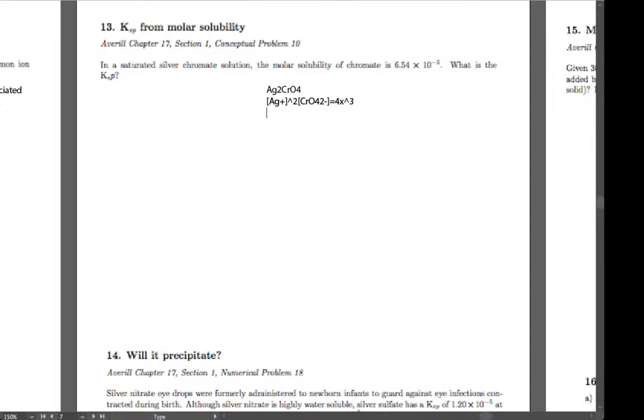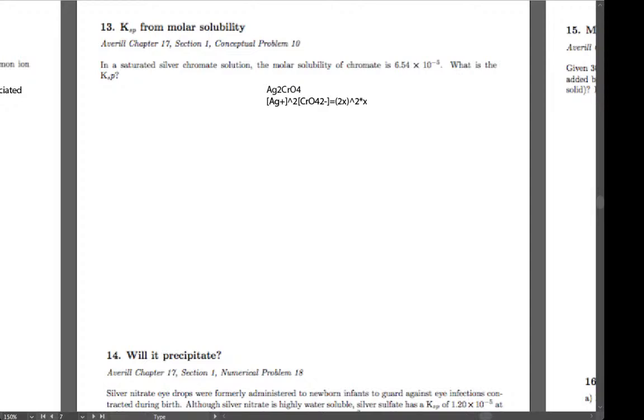Oh, okay. So basically in here, what you got there is actually 4x squared. No, sorry, it's 2x squared. Multiply the thing by x. And then the x here is actually the molar solubility of chromate, which we already have: 6.54 times 10 to the negative 5.